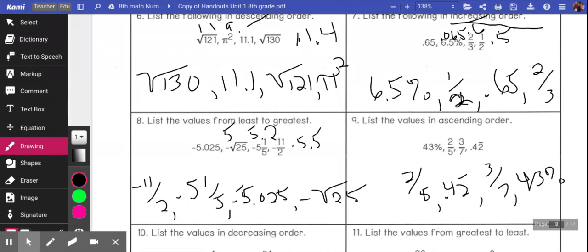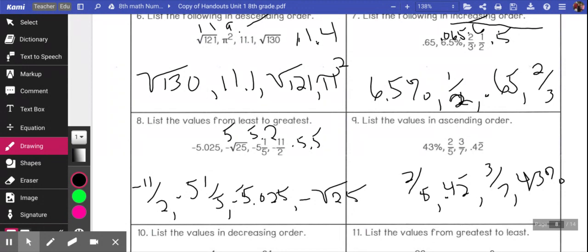Okay, so if you go ahead and look at number 8 and 9. Number 8, I put the numbers up here. Remember, they're all negatives, but I forget about that in the beginning, so I just put 5. Divided 1 by 5 here, divided 11 by 2, put the numbers there, and then it's least to greatest. So least to greatest, so basically it's the opposite because of the negative sign, because the least is the furthest away from 0. So I have the 5.5, which is 11 over 2, and then 5 and 1/5, which is 5.2. And then this one, 5.025, and then I have the plain 5.